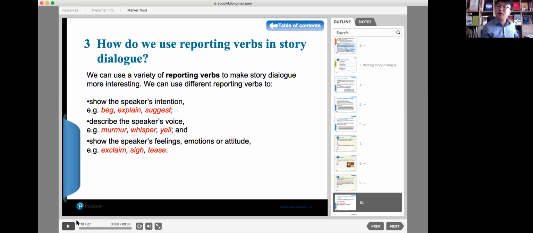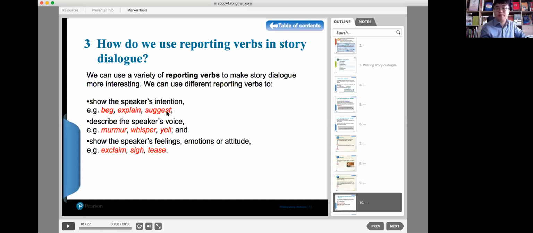Now, let's learn some new things. Reporting verbs. How do we use reporting verbs in story dialogue? We are going to learn 3 types of reporting verbs here. We use them to make story dialogue more interesting. The first type is here. We use these verbs to show the speaker's intention, including beg, explain, suggest.